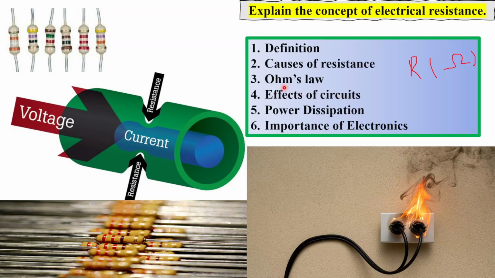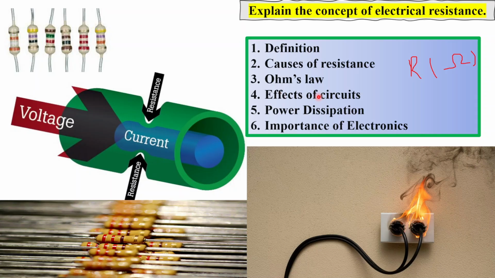Next one, we have Ohm's law. Resistance is a fundamental component of Ohm's law, which states that the current flowing through a conductor is directly proportional to the voltage applied across it and inversely proportional to the resistance. Mathematically, Ohm's law is expressed as V is equal to IR. V is the voltage, I is the current in amperes, and R is the resistance in ohms.